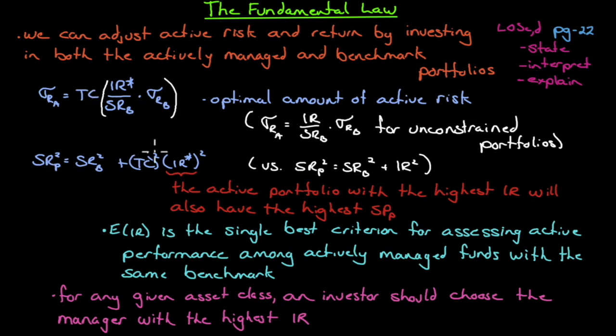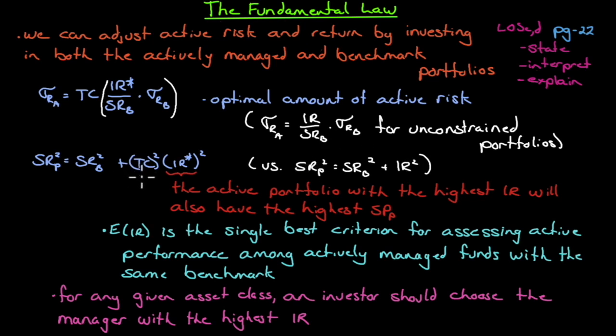And of course, we said that in an unconstrained portfolio, the Sharpe ratio of the portfolio squared has a relationship to the Sharpe ratio of the benchmark plus the information ratio. Since we know what the Sharpe ratio of the benchmark is, we want to achieve the highest information ratio we can to get the highest Sharpe ratio on the portfolio.